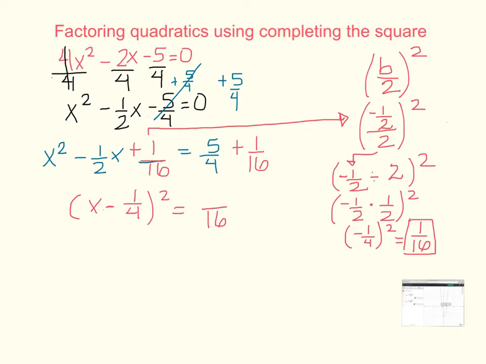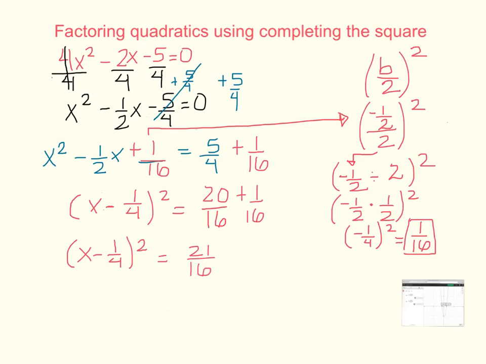And what I do is I check how many times 4 goes into 16, which is 4 times. 4 times the numerator will give me 20. The second fraction stays the same at 1/16. So then I clean it up some more and I say x minus 1/4 on the left side to the power 2, and on the right side I get 21 over 16.